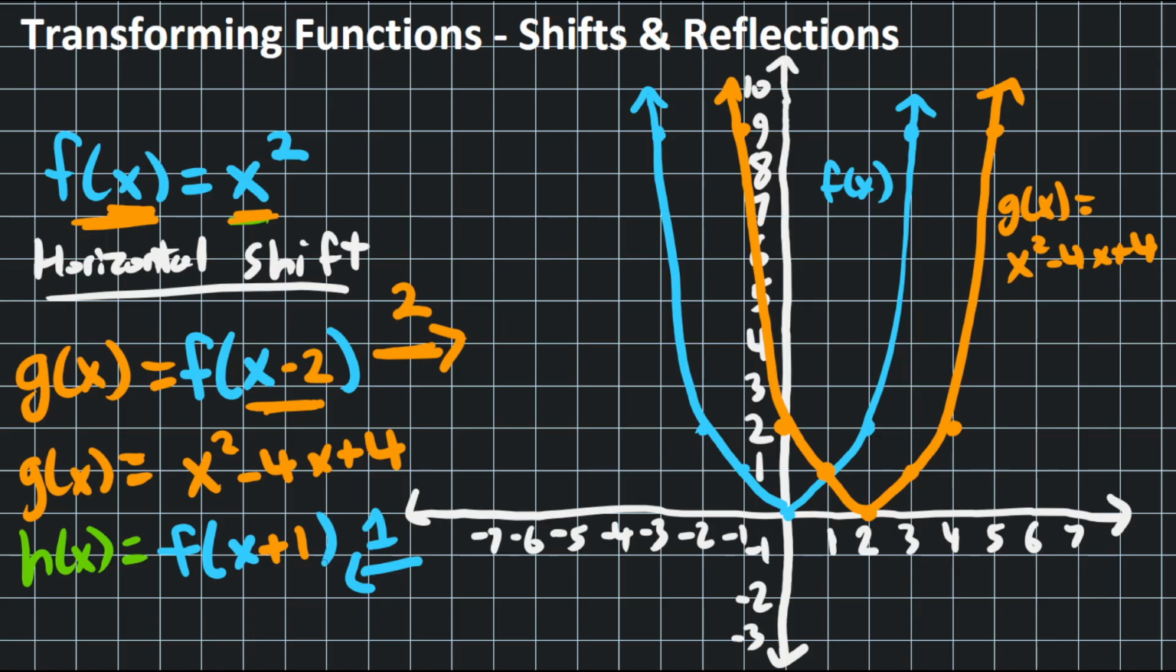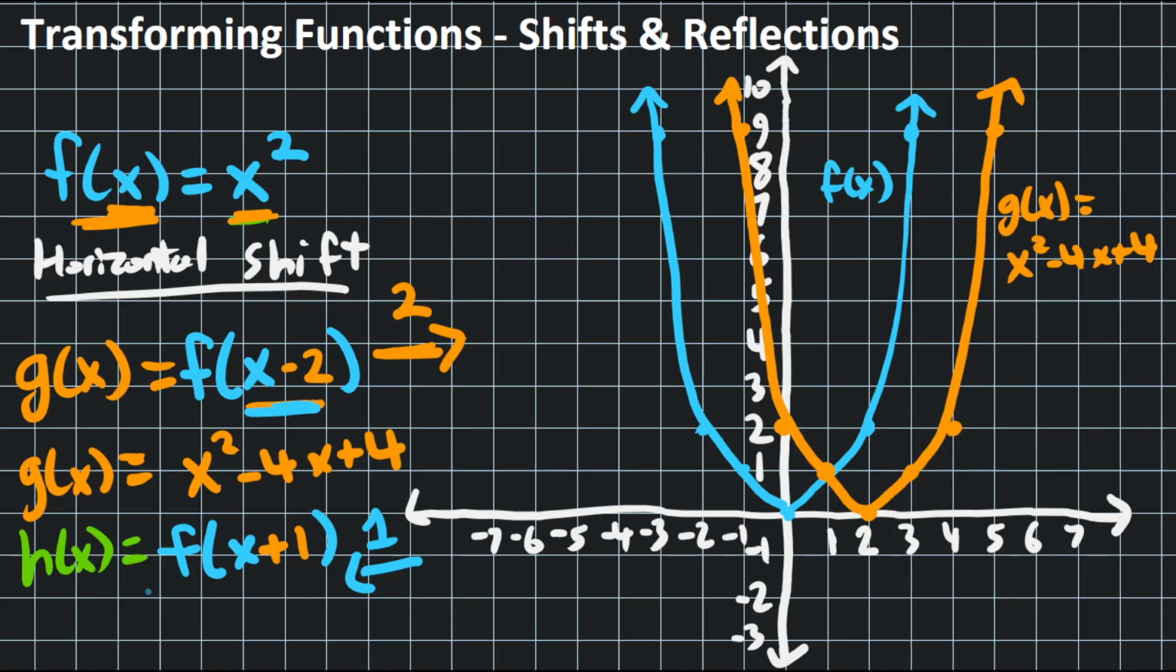And very important to keep in mind, whenever you're doing horizontal shifts, within the input, so within the function, if you're doing x minus 2, you're shifting to the right by 2. If you're doing x minus, you're shifting to the right. And if you're doing x plus, you're shifting to the left. Remember that for horizontal shifts. So x plus 1, we're shifting to the left by 1.